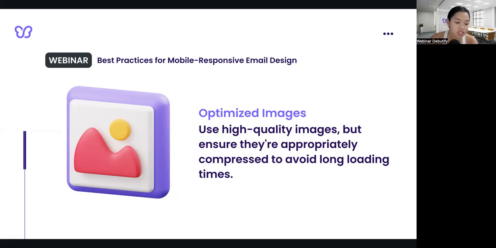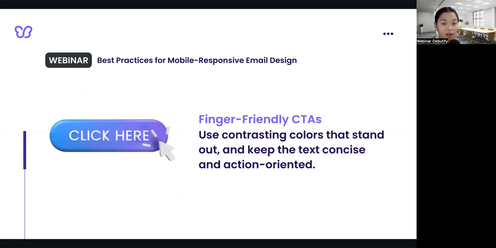Our next strategy is to use finger-friendly call to actions. Your CTAs, or calls to action, are the golden ticket to conversion. And on mobile, it's all about making those buttons first easy to know where they are, and second, making sure that they're easy to tap.